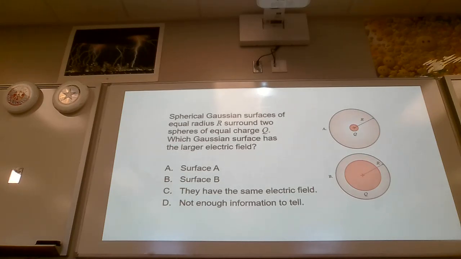Correct answer is C. Okay, it's all about how much charge. It's not about where the charge is located or how big or small it is in terms of the volume. It's just about how much charge.